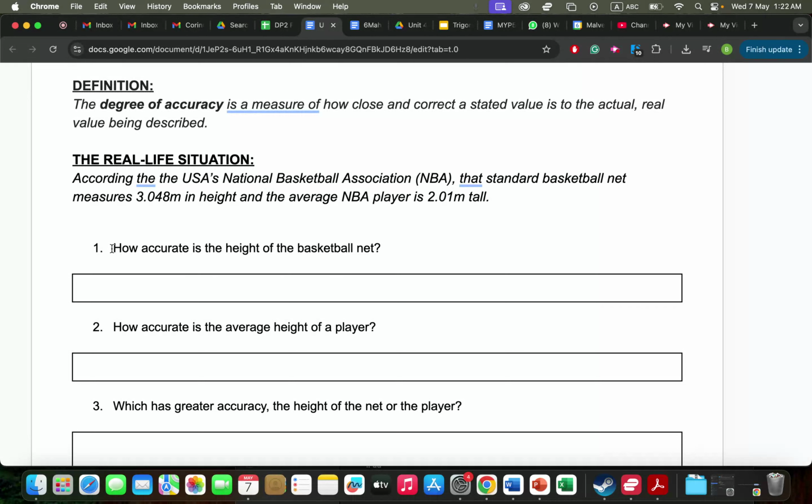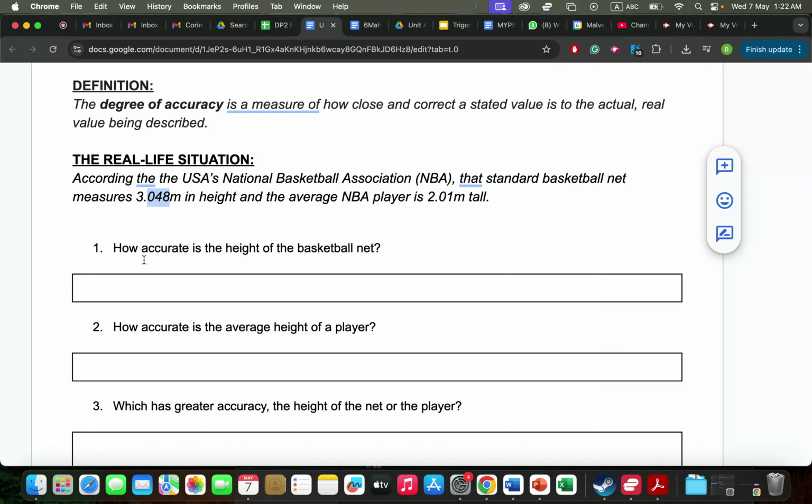Now, in this case, if you look at the basketball net, this number has obviously been given to you to 3 decimal places. What we are explicitly looking at when it comes to the accuracy of a measurement or a number is basically the rounding, or the number of decimal places that you have in the measurement or the number. It is not only restricted to the number of decimal places.